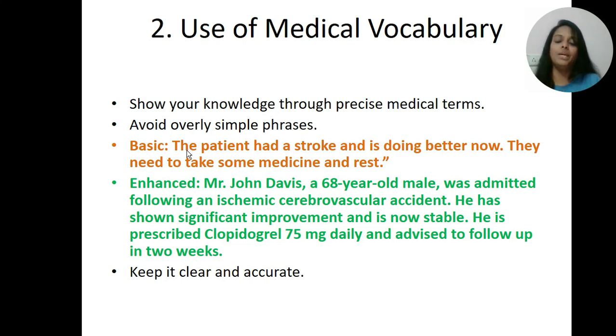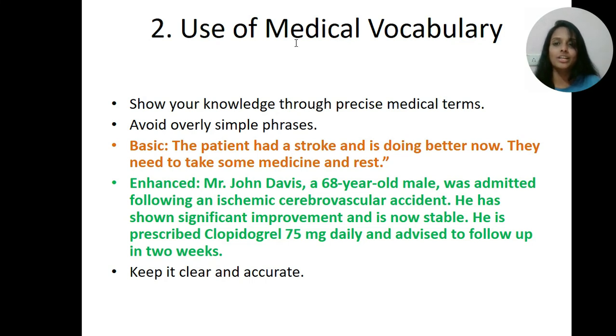So, here is a basic example: the patient had a stroke and is doing better now. They need to take some medicine and rest. And here is an enhanced version. Okay, I'll show you that. Mr. John Davis, a 68-year-old male, was admitted following an ischemic cerebrovascular accident. He has shown significant improvement and is now stable. He is prescribed clopidogrel 75 mg daily and advised to follow up in 2 weeks.